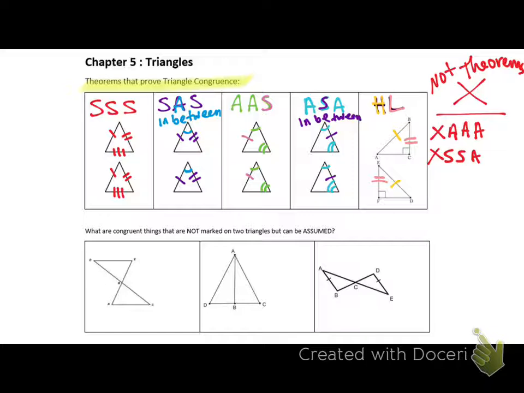So, all right, and then what are congruent things not marked that can be assumed? So in this first picture, what would not be marked congruent but that we could mark congruent? Vertical angles. Vertical angles are congruent. And then in the second picture, a shared side or a wall. You're correct, that's the reflexive property.